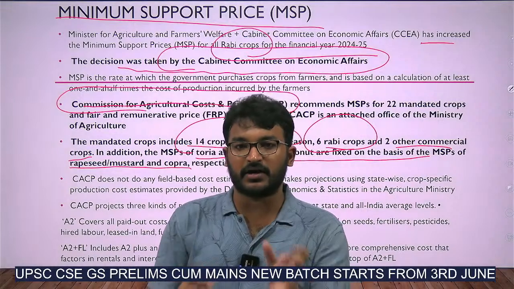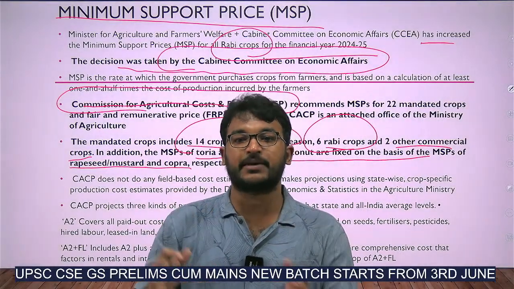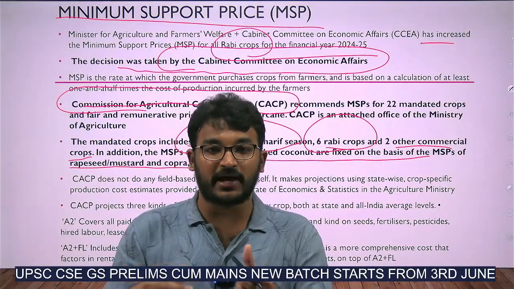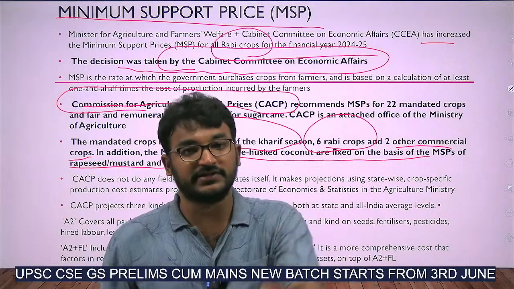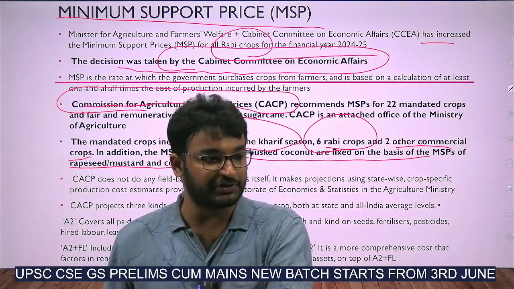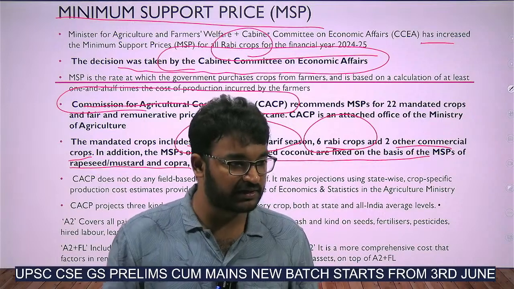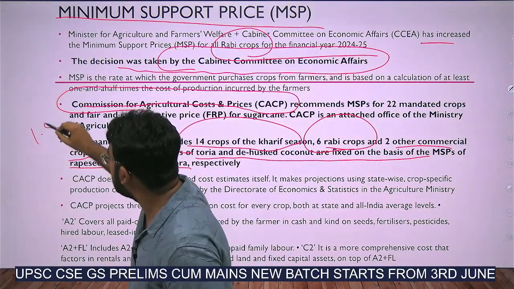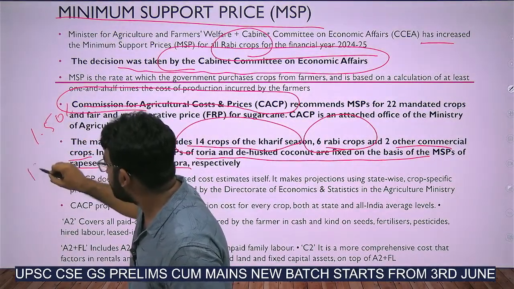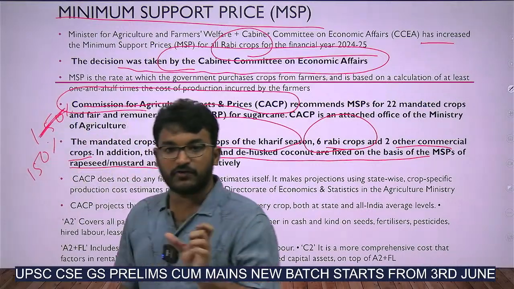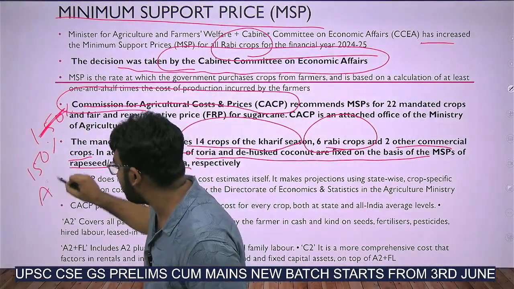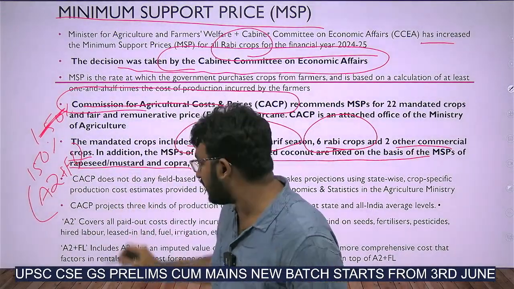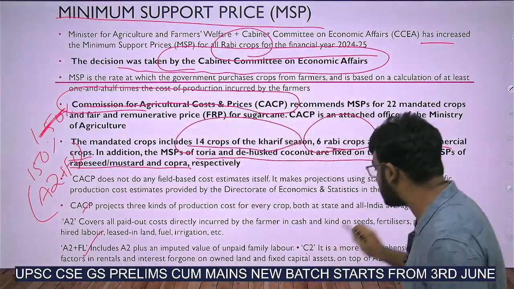CACP will be recommending the MSP value based on a number of parameters, like the cost of production by the farmers, the price of that product in the foreign market and the domestic market, the opportunity cost of growing that crop and so on. Okay. And in India, MSP is 150% of the A2 plus FL value. CACP will be giving the A2 value, A2 plus FL value and C2 value.